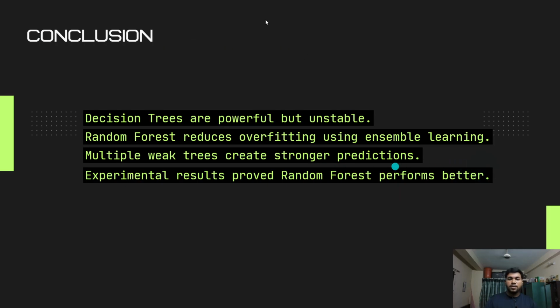In conclusion, decision trees are simple and powerful, but they can easily overfit. Random forest improves performance by combining multiple trees through ensemble learning. Our experimental results show that random forest achieved better generalization, lower variance, and higher overall performance.